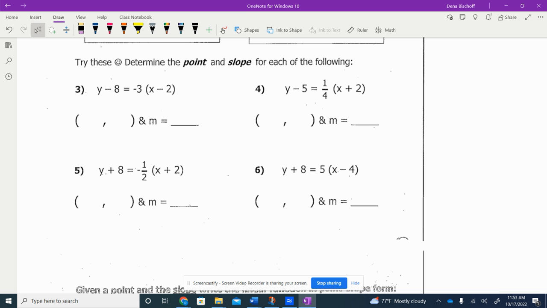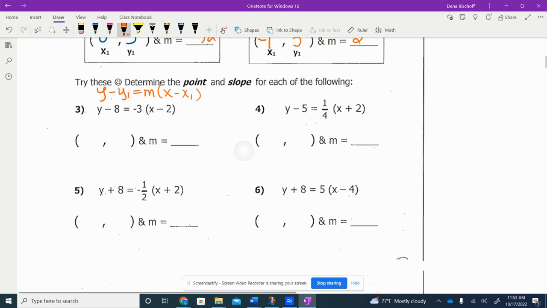Kate, help out. Negative 2, 8. It would be negative 2 if it was x plus 2, but it's not. Right? Remember the formula is y minus y1 equals my slope times the quantity x minus x1. Okay, so my x coordinate is 2 and my y coordinate is 8 because the formula is y minus, x minus, okay? What's the slope? 3. Say again. Negative 3. Okay.